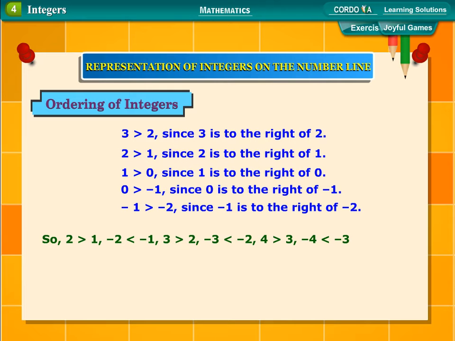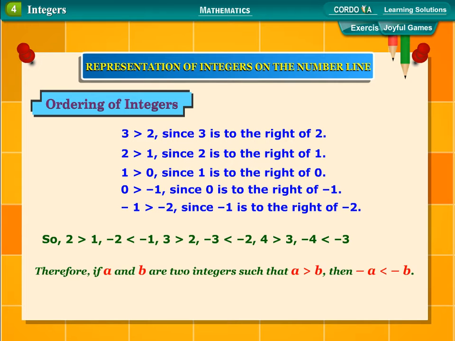So, 2 is greater than 1, but -2 is less than -1. 3 is greater than 2, but -3 is less than -2. 4 is greater than 3, but -4 is less than -3. Therefore, if a and b are two integers such that a is greater than b, then -a is less than -b.